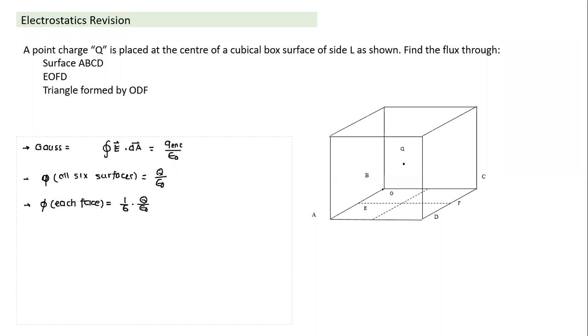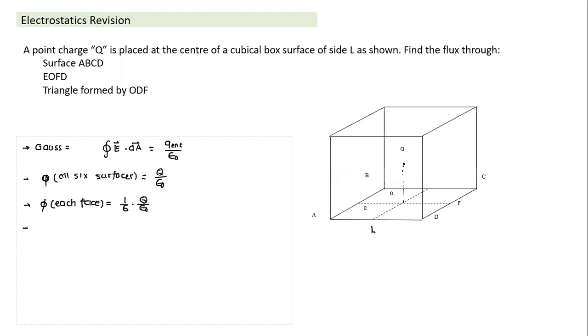Which basically means, suppose I just consider this square face here, a square of side L. If I ignore all the other surfaces, there's a charge Q placed vertically above its center, perpendicular to the center, at a distance equal to L by 2. So if a charge Q is placed at a distance of L by 2, perpendicular to the center of a square, the flux is equal to Q by 6 epsilon naught. So we understood this part also. Now, if I take this entire surface, the flux is equal to 1/6 of the total flux.